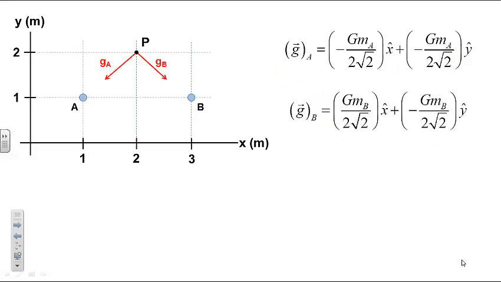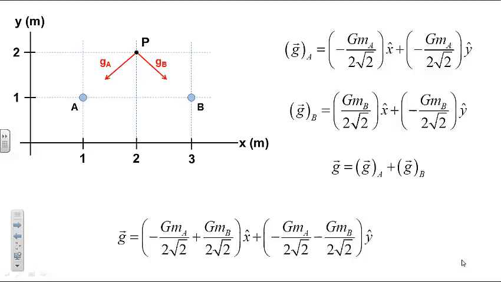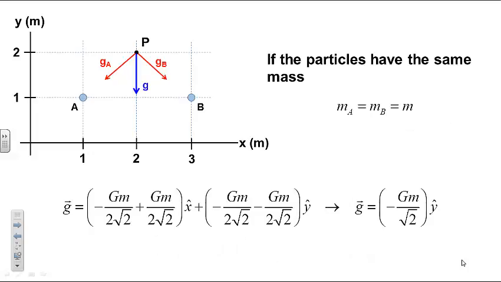The net gravitational field of the system is the summation of the gravitational fields from each point particle. As expected, if the masses of the point particles are the same, the net gravitational field has a component along the negative y-axis only.